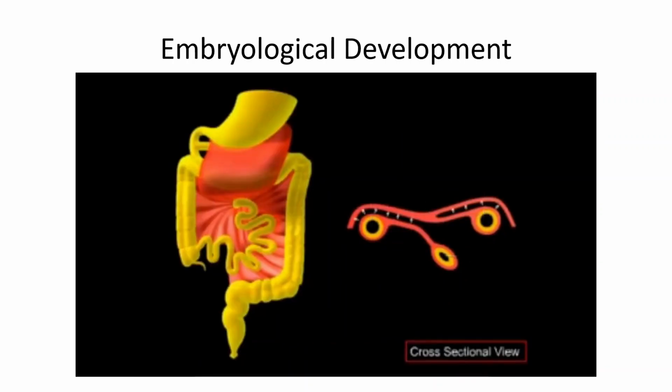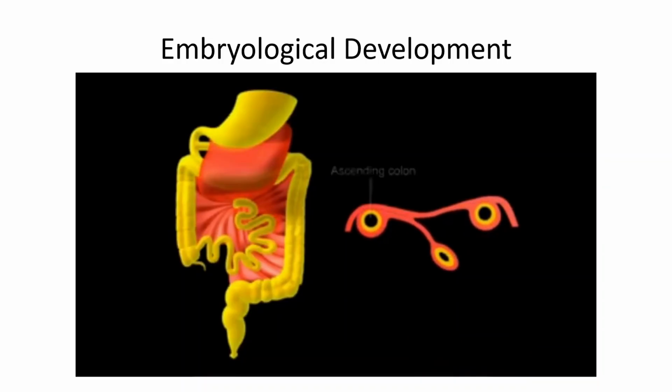A similar phenomenon is observed with the ascending and descending colon. In this case, recession of the midgut compresses these regions of the large intestine against the posterolateral abdominal wall. Over time, the visceral and parietal peritoneal layers fuse together and are eventually reabsorbed, making the ascending and descending colon secondarily retroperitoneal.